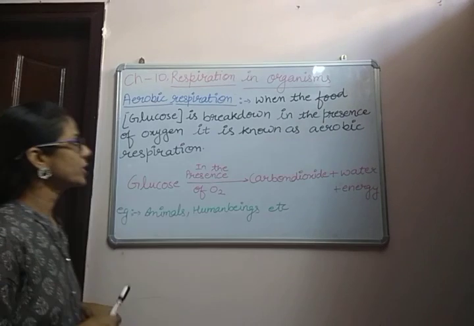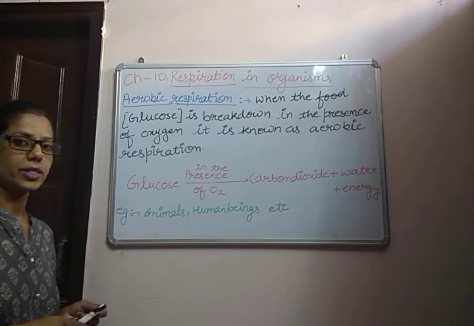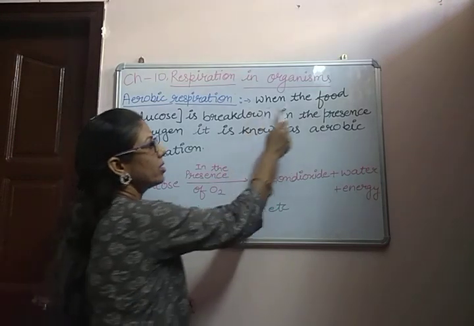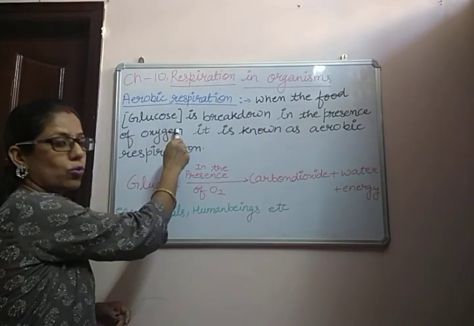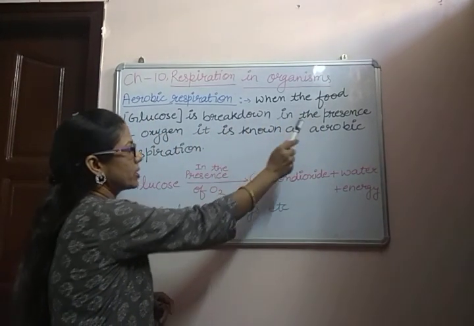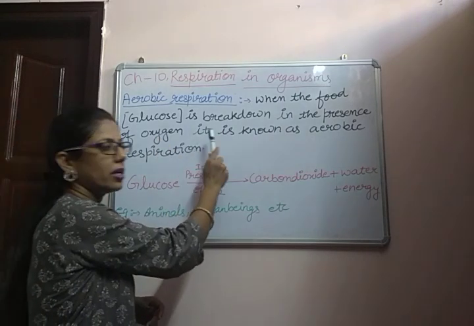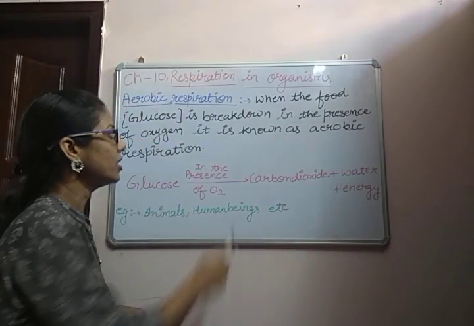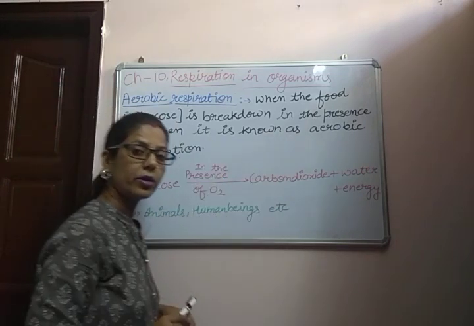Now the first type of respiration is aerobic respiration. As we have discussed, aerobic respiration means when food, that is glucose, is broken down in the presence of oxygen, it forms carbon dioxide and water and releases energy. It is known as aerobic respiration.